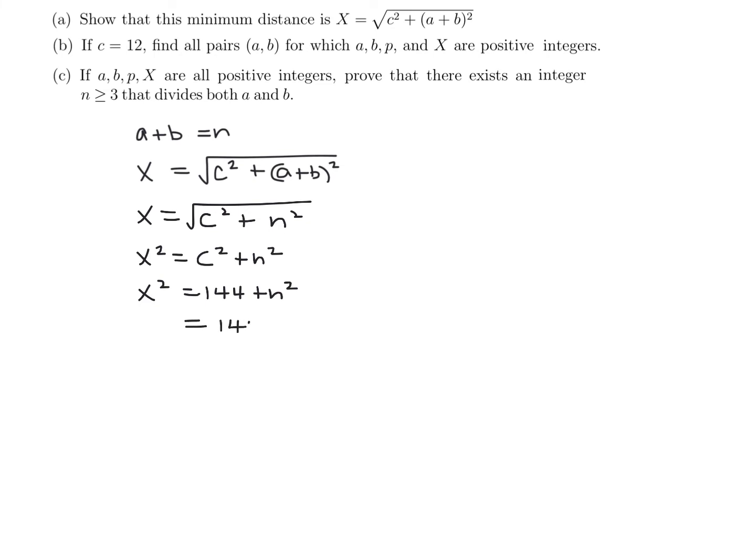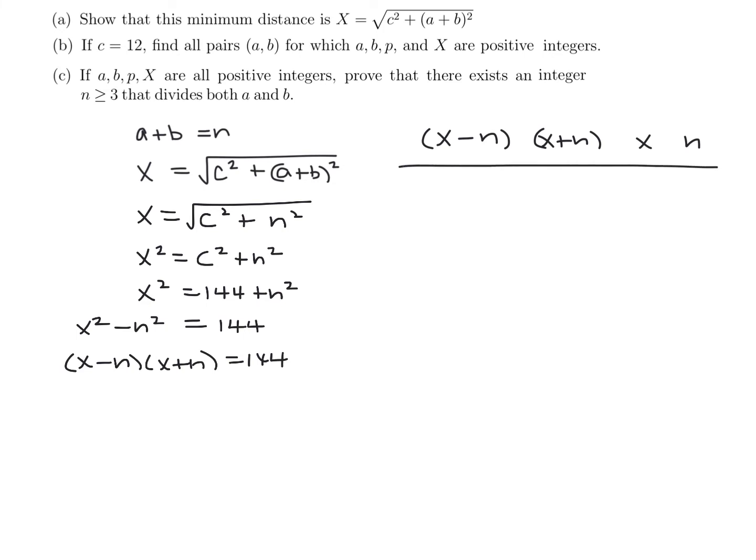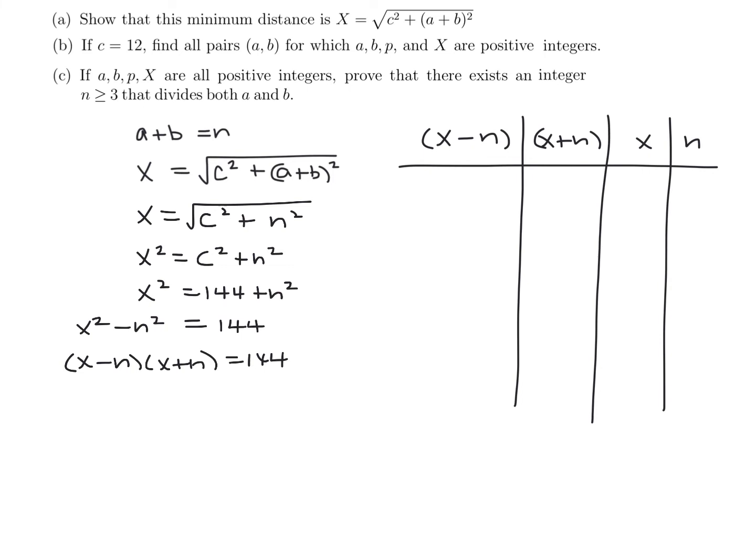And therefore, 144 is equal to x squared minus n squared. And then that factors nicely to (x minus n)(x plus n). There we go. Okay, so now we can make a little table: x minus n, x plus n, and then x and n, and see what kind of values we get. So what kind of values? Let's see here. We can have 2 and 72, 4 and 36, 8 and 18, 12 and 12, and 24 and 6.